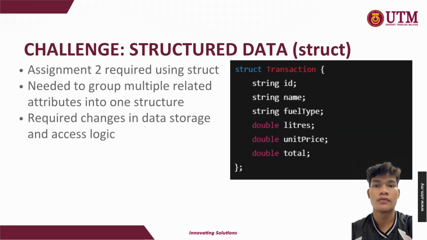In assignment 2, we were required to use struct. This was challenging because multiple related attributes such as transaction ID, customer name, fuel type, liters, unit price, and total cost need to be grouped together. I had to change how data was stored and accessed compared to using separate variables or parallel arrays. This required a better understanding of structured data.